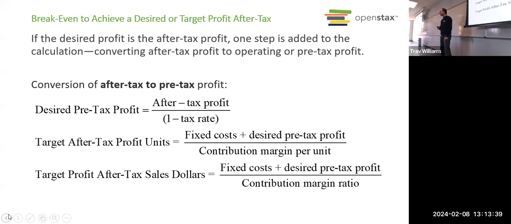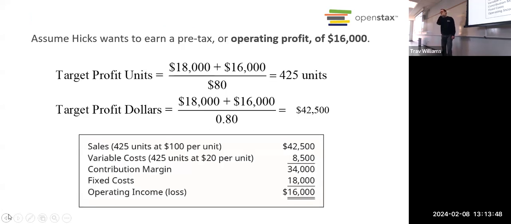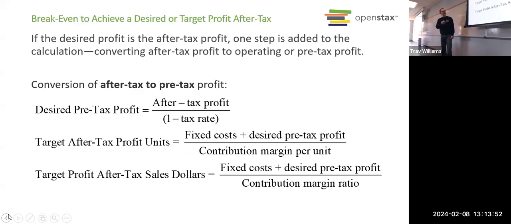This takes it a step further. If you're given an after-tax profit, you have to first convert that into a pre-tax profit so you can then use these formulas. And the way we do that, just to remind you, whatever that after-tax profit is, divide it by 1 minus the tax rate. I did look it up, and 21% is the corporate tax rate.